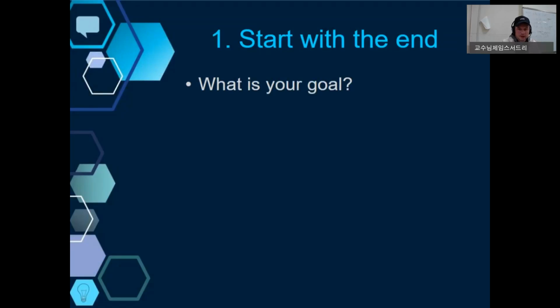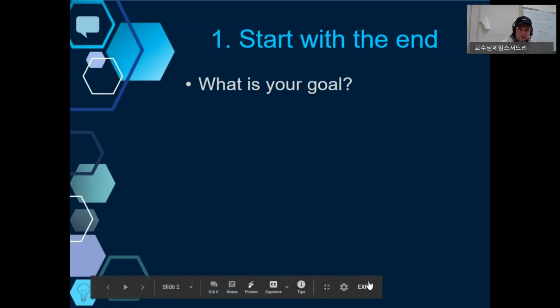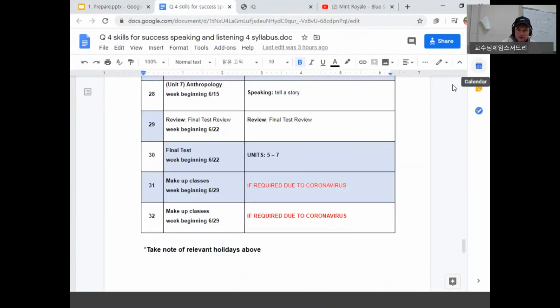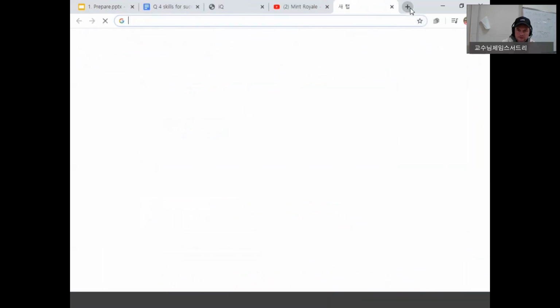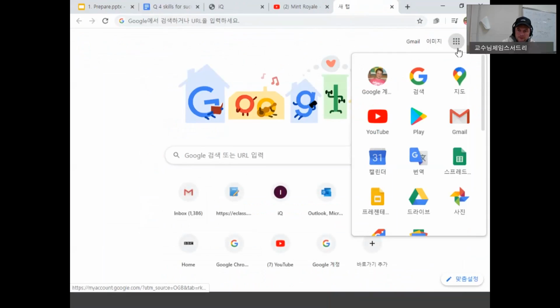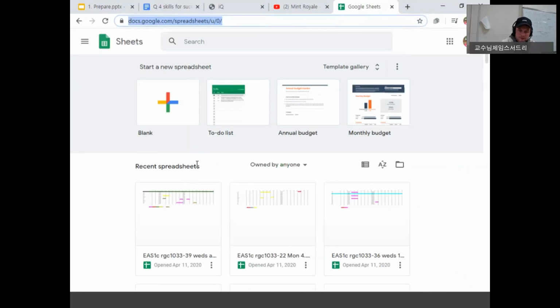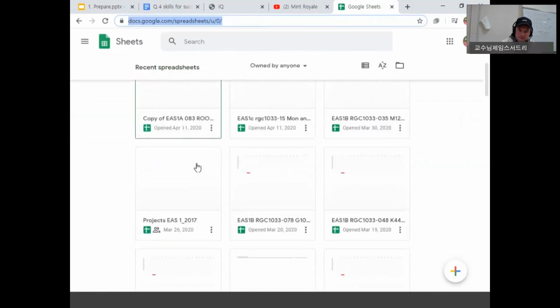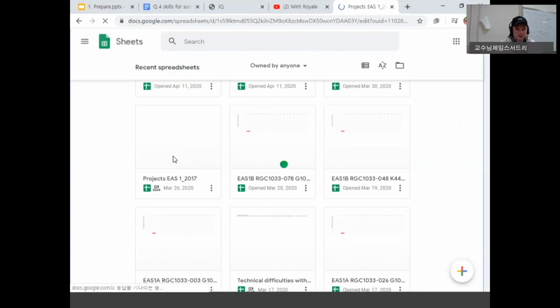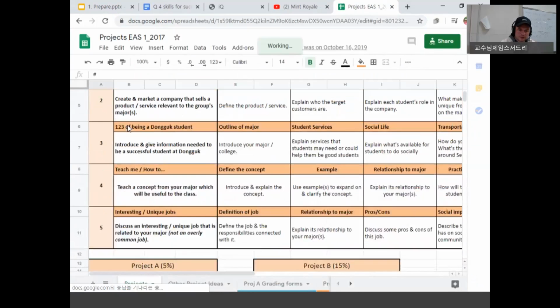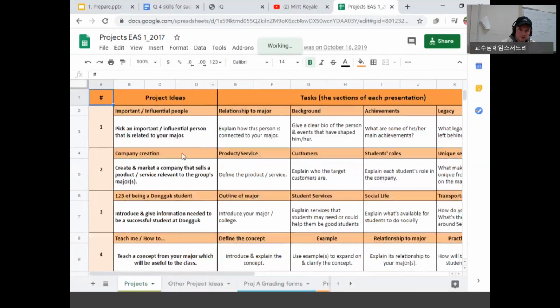If you remember, I have a kind of list of different projects to choose from. Let me see if I can find them for you. Hopefully I'll be able to find them. Where are they? Okay, so in this sheet for projects, you've got 5 choices, and you've got to know which one you want to choose.